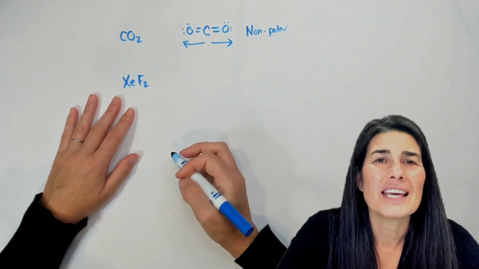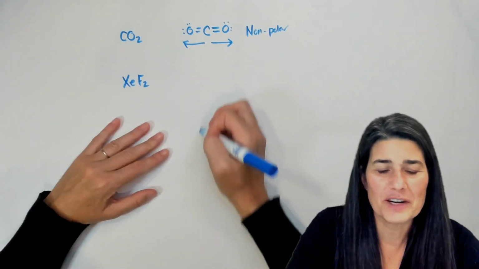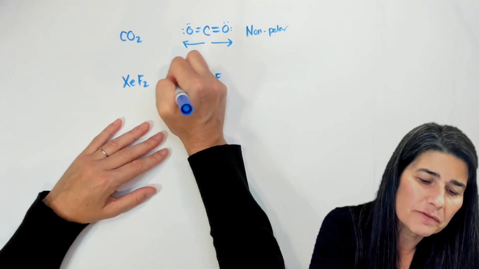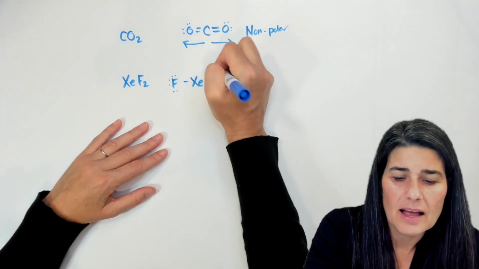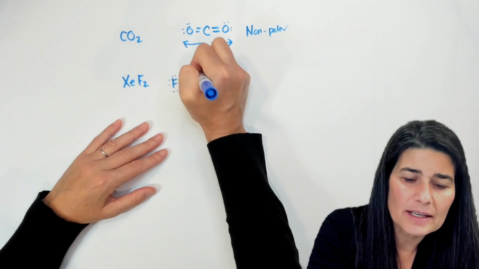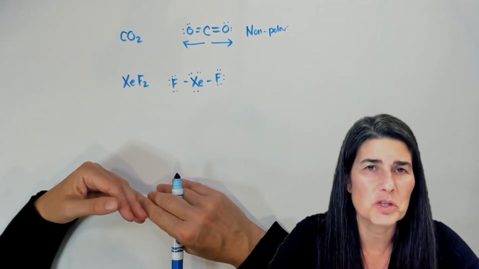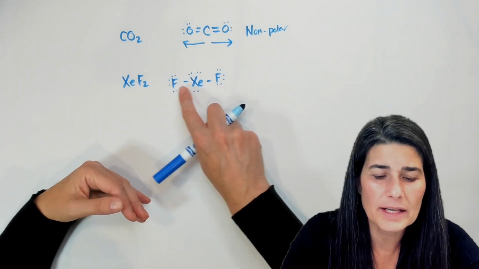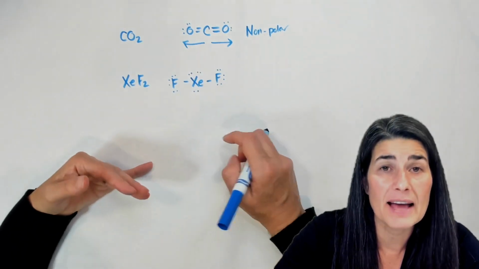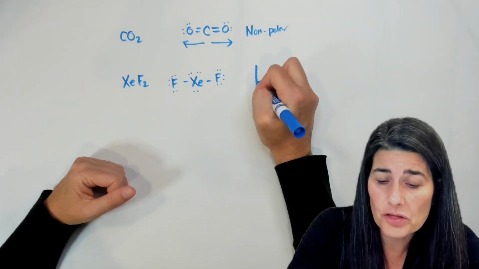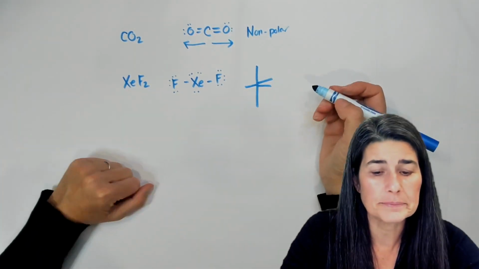XeF2. If you draw the Lewis structure for XeF2, you're going to have a xenon with 2 fluorines attached to it, and there's 1, 2, 3 lone pairs. All right, let's check out the symmetry. Xenon has 1, 2, 3, 4, 5 domains. For 5 domains, we draw 1 up, 1 down, 3 in a ring around the middle.